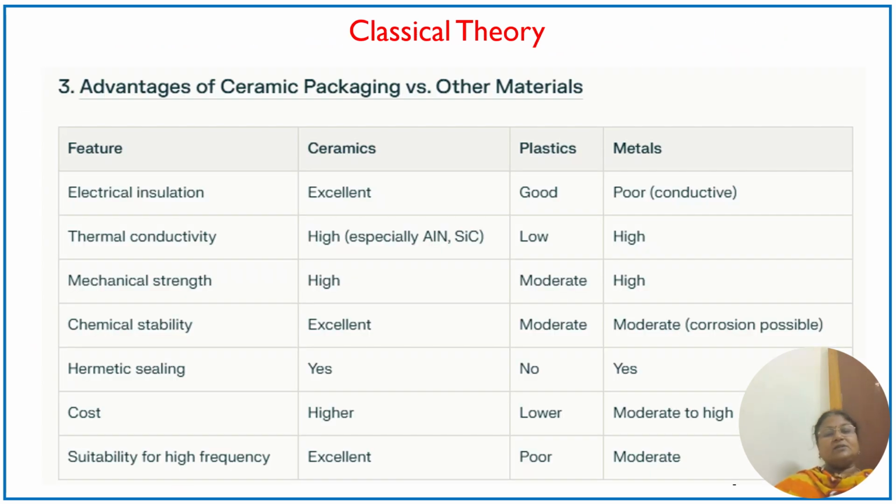When a comparison chart has been established, ceramic is going to have very good properties: excellent insulation, thermal conductivity, stability, and also sealing. Cost-wise, it is higher. So this is one of the hindrances which we can see here, because plastics and metals are going to be lower cost. And suitability is also excellent. And we need to go with a compromise here. We need to compromise the cost. Otherwise, excellence cannot be achieved.